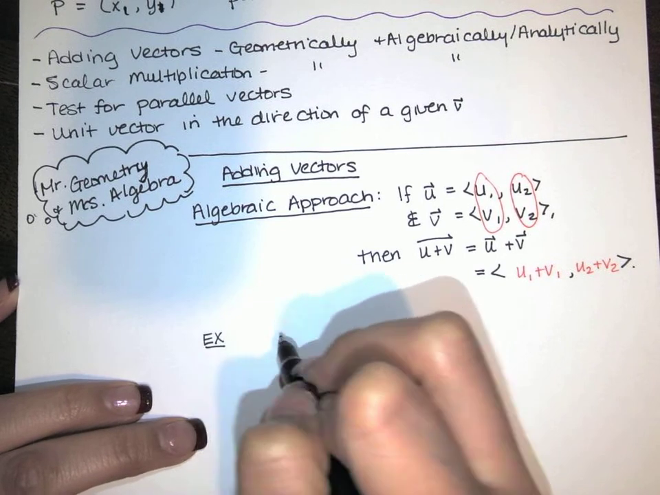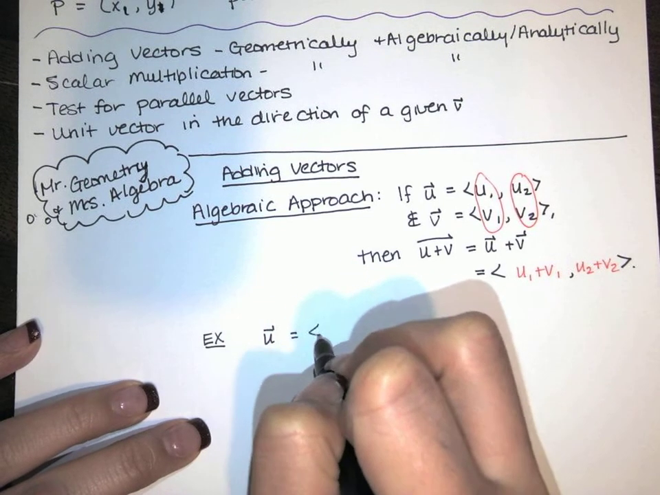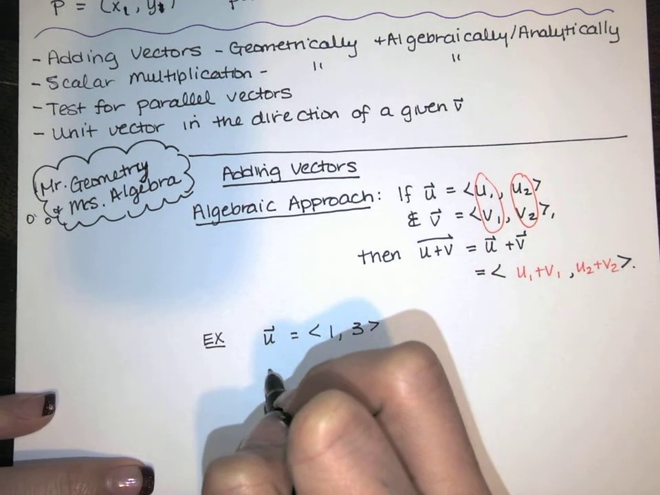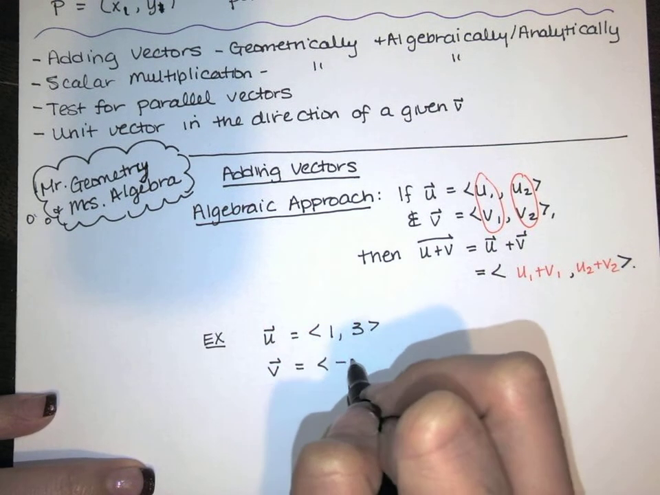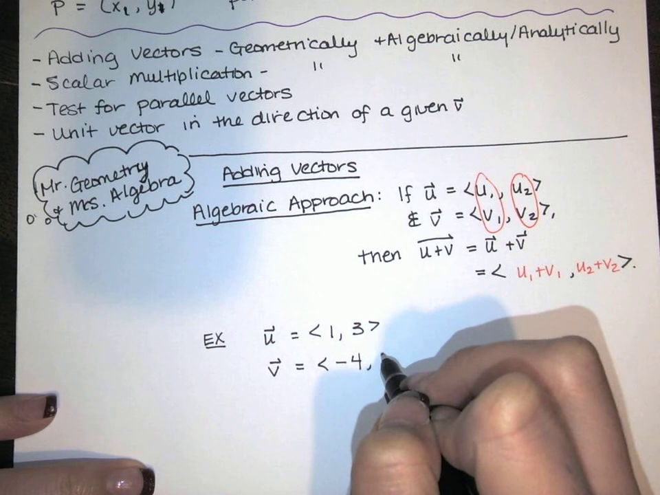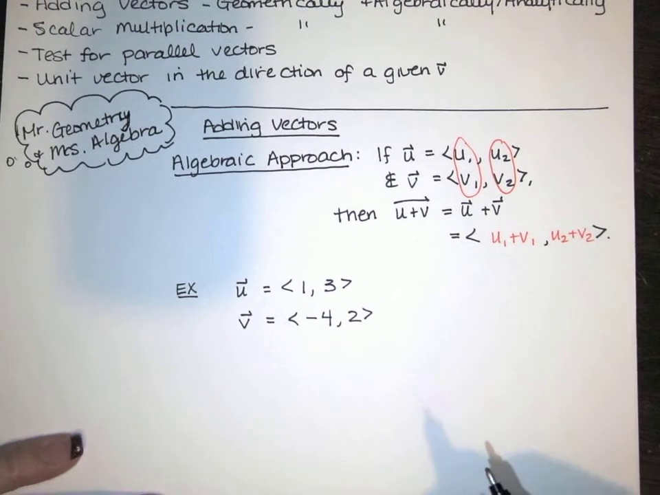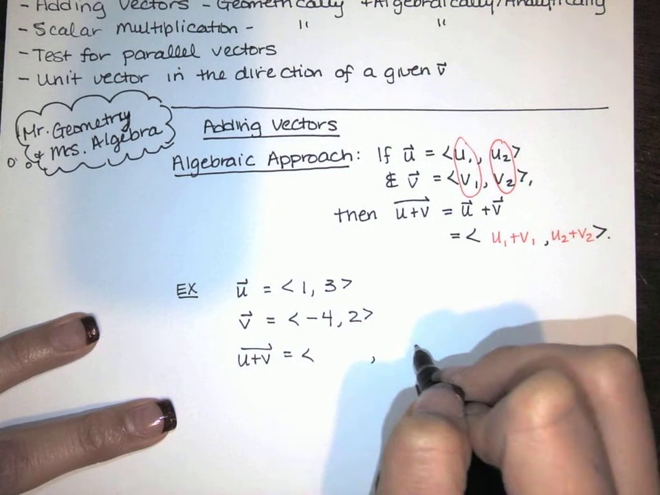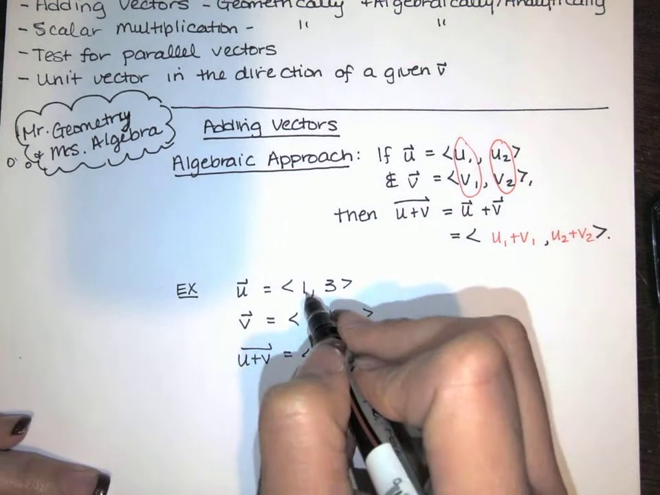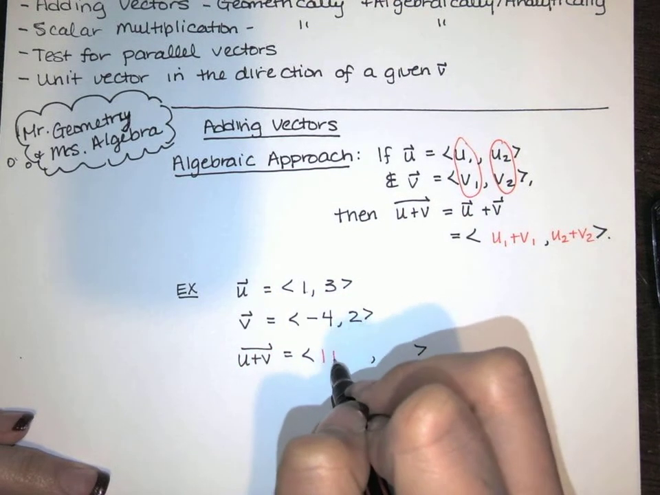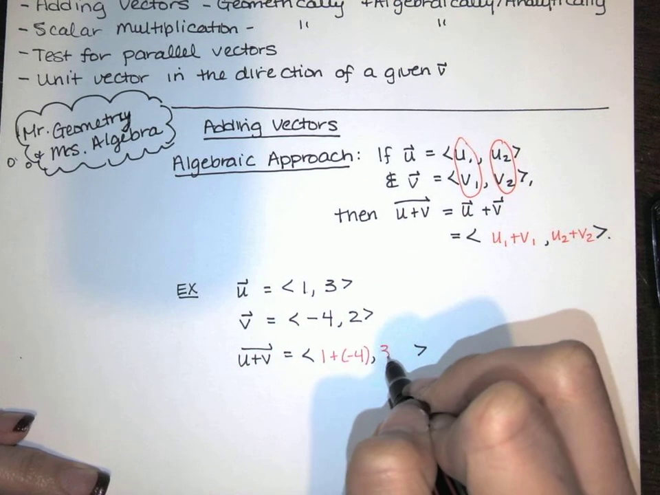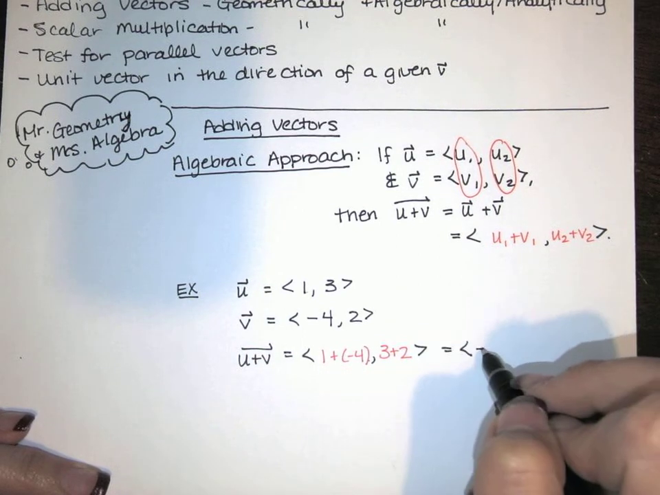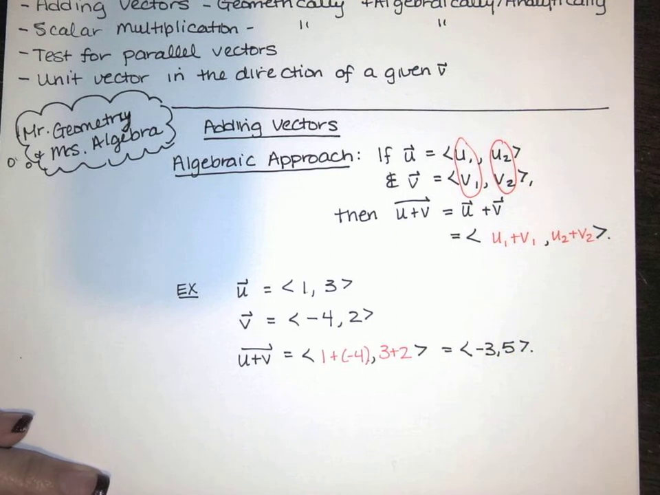So let's say, for example, I have U equals the vector 1, 3, and V equals the vector negative 4, 2. And I want to add those two together. I get a new vector U plus V. And I'm just going to add component by component. I'll do 1 plus negative 4 and 3 plus 2. And so I get negative 3, 5. And that's our answer. Easy breezy.